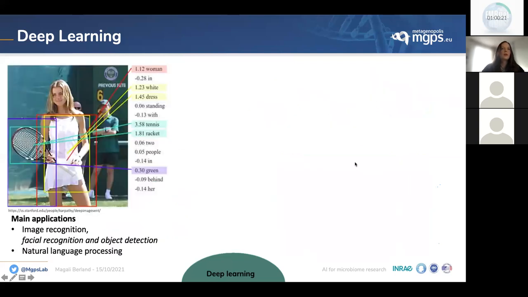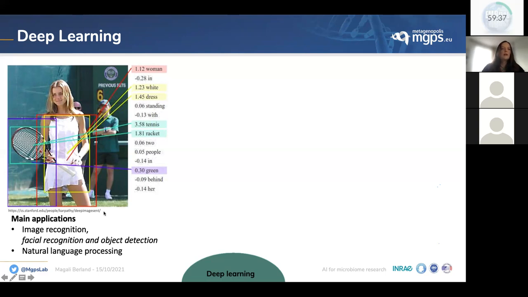So this is what we can do with deep learning. A very popular example, I took this picture from the Stanford University website. The deep learning here can see a picture and recognize its elements. For example, here it recognizes a woman in a white dress standing with a tennis racket, and each time it's pointing towards the element that has been recognized. 2 people in green behind her. When you see this, you see that it's a really powerful algorithm, and it's astonishing that an algorithm can have such a good understanding of such a complex picture.